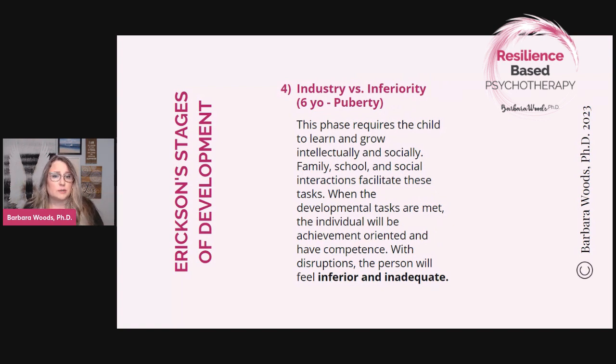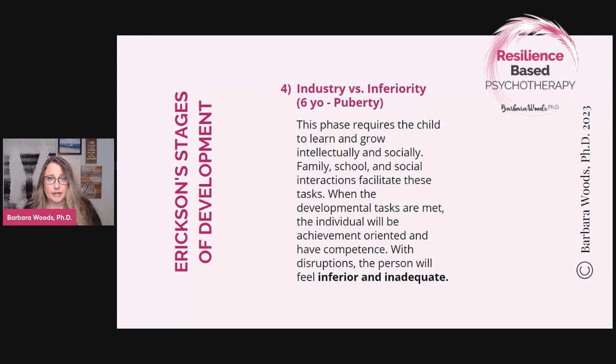So from 6 years old to puberty or teen years, there's industry versus inferiority. And this is where the child is really accelerating their learning and growth. They're learning in school, so they're learning intellectually, cognitively, and they're also learning socially. They're developing friendships, they're meeting adults outside the family system in the school setting. And the family, school, and social interactions are what helps these tasks come to life and helps them meet this developmental task.